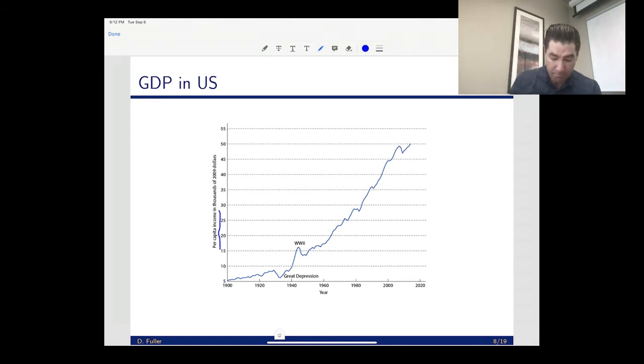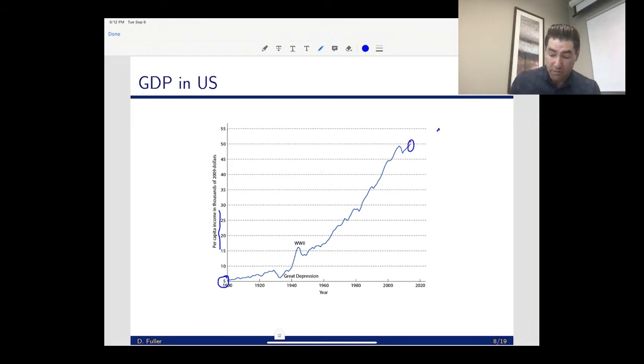Now in 1900, the average person in the U.S. economy made $5,000 per year. That was the average income, again, adjusted for inflation. So imagine that you had $5,000 right now per year to live on. And some of you may have that income, right? You have a pretty good sense of what your standard of living is, and that was the average standard of living in 1900.